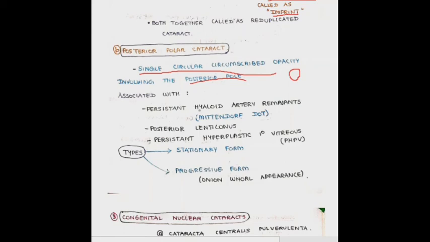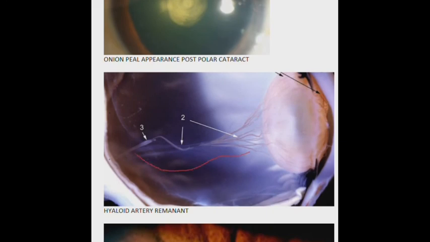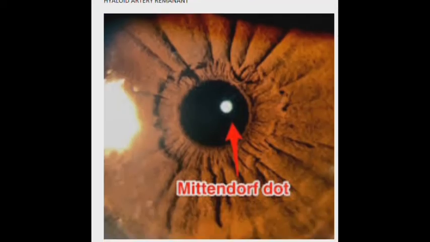It is mostly associated with persistent hyaloid artery remnants. Already I mentioned that the hyaloid artery is the embryological blood supply for the posterior capsule of the lens. So, if it persists, it can be seen as Mittendorf's dot. This is the hyaloid artery remnant. This hyaloid artery usually regresses after birth; if it persists, any remnant of this hyaloid artery is seen as Mittendorf's dot. Here you are seeing this Mittendorf's dot, which is a remnant of the hyaloid artery.